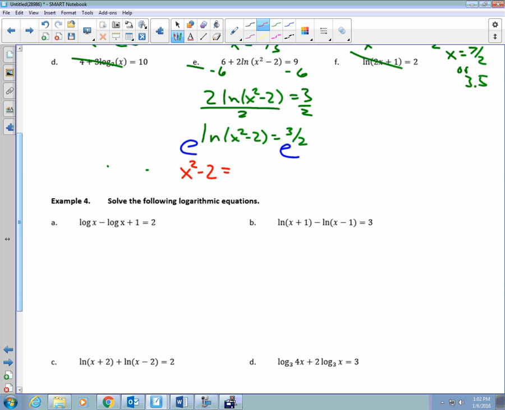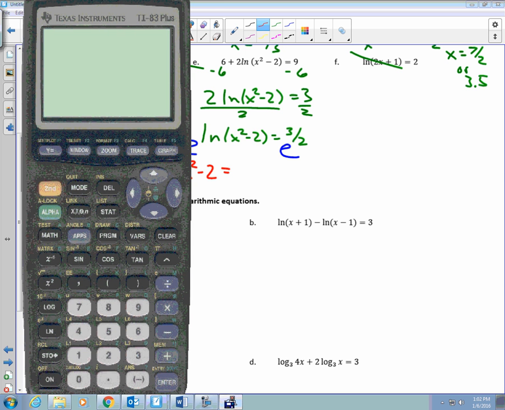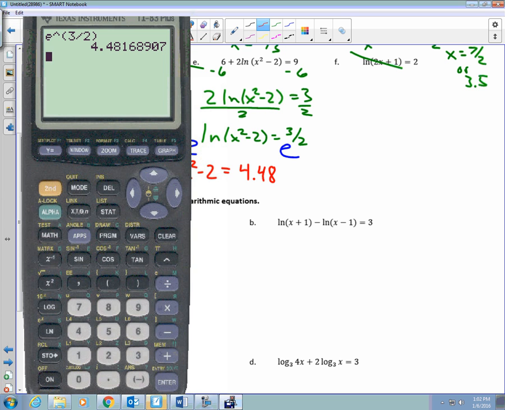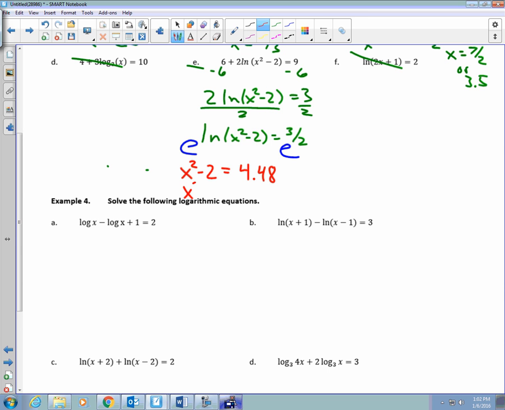If you're wondering how to do that on your calculator, again, you locate the e. Second, natural log, e to the 3 divided by 2. Make sure you have parentheses around that. 4.48. Add the 2, x squared is 6.48, and then square root. Plus or minus 2.54. There you have it.